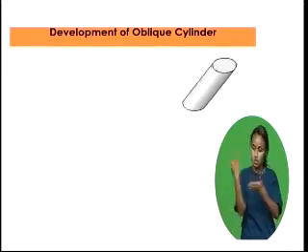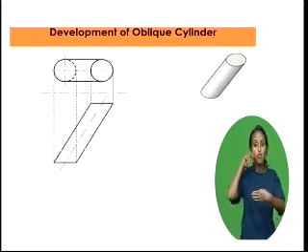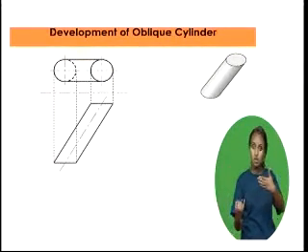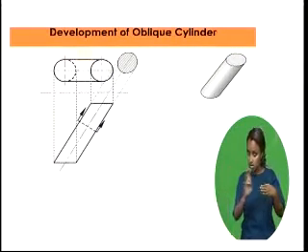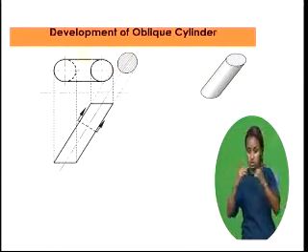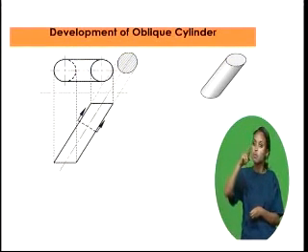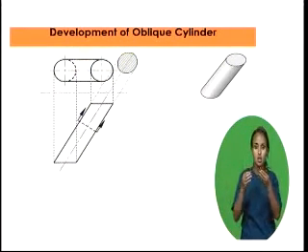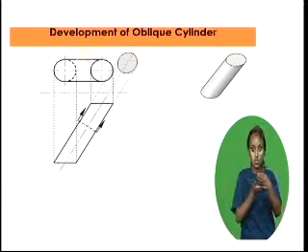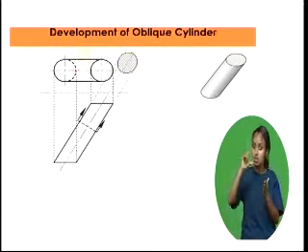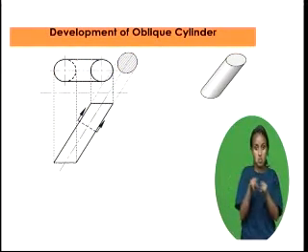Draw the front and top views of the oblique cylinder. Also, draw the right auxiliary section, since the cylinder may be considered as a prism having an infinite number of edges. The development of an oblique cylinder can be made in a manner similar to the oblique prism.